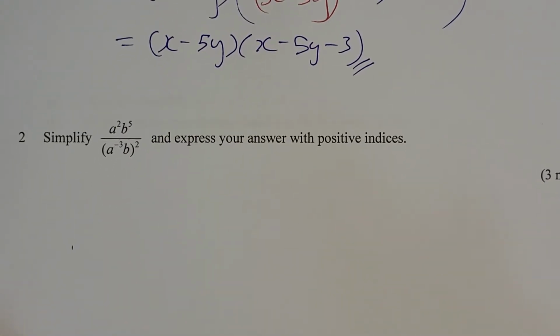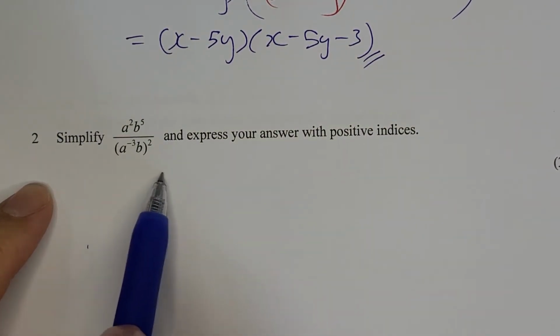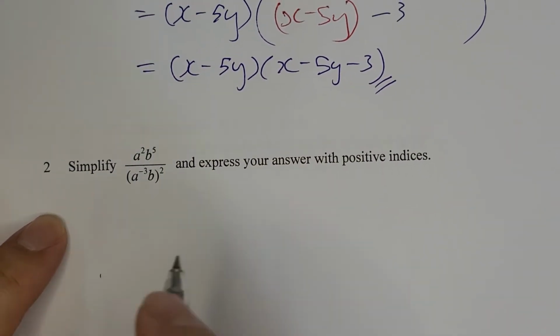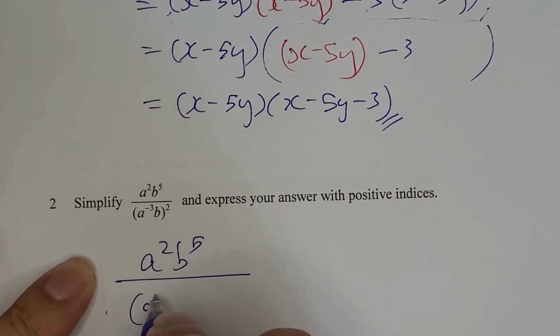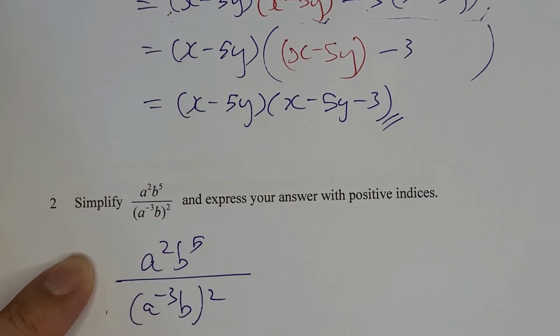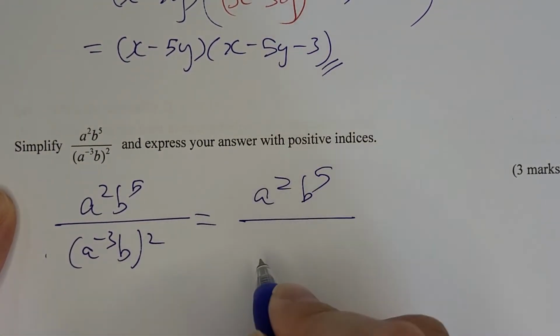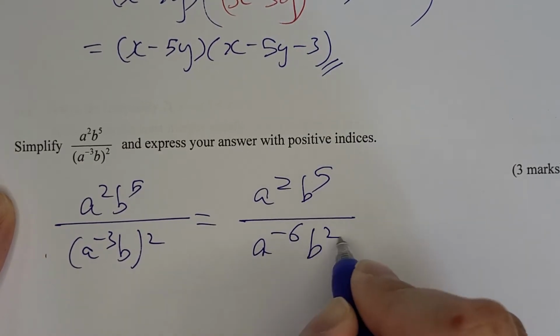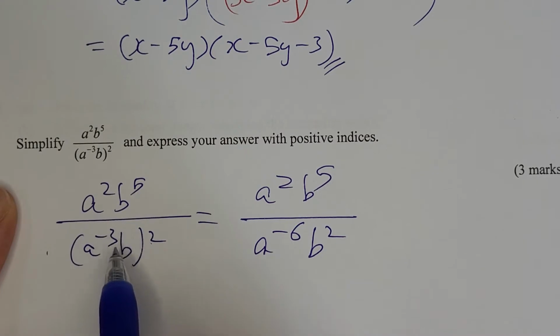So move to question number 2. You need to simplify this one and then express your answer with positive index. So a squared b to the power 5 and the denominator like this can be changed to a to the power negative 6 and then b squared. You need to multiply by this number 2, okay, inside the bracket.